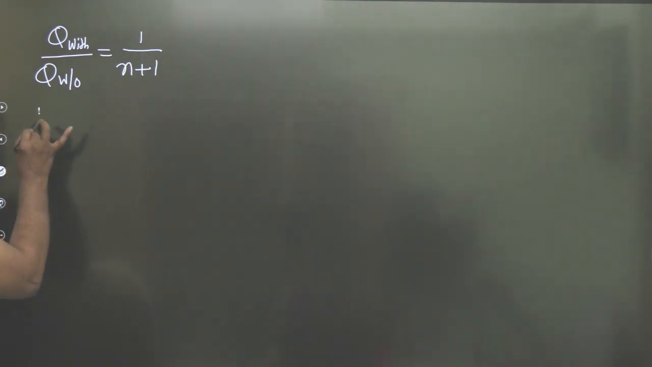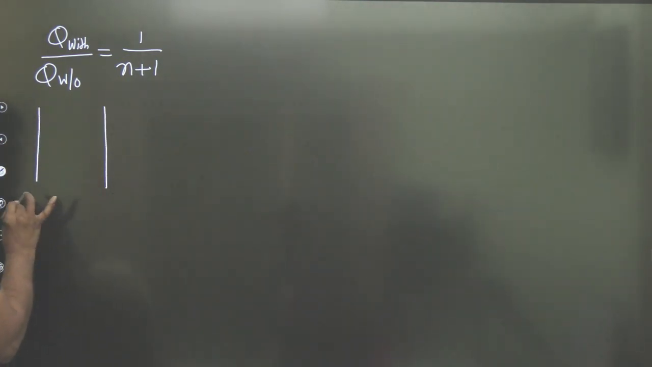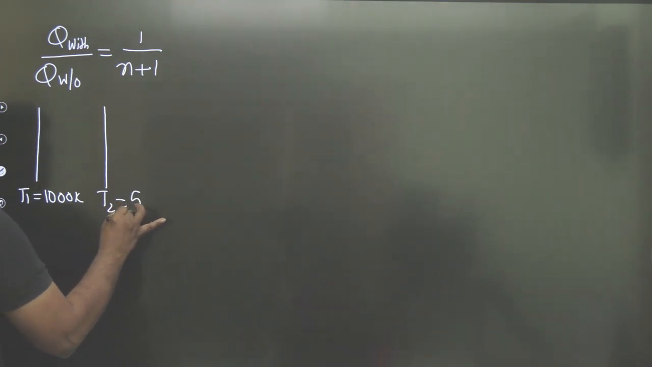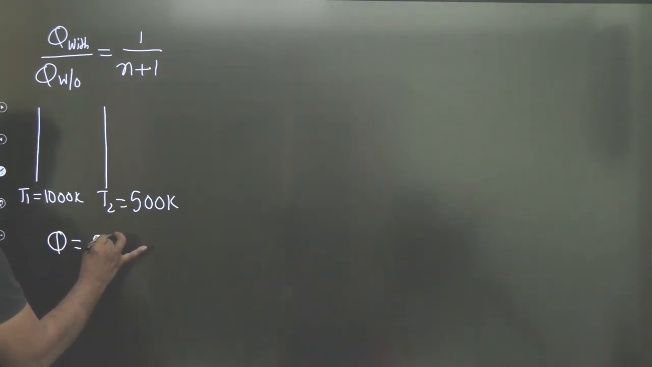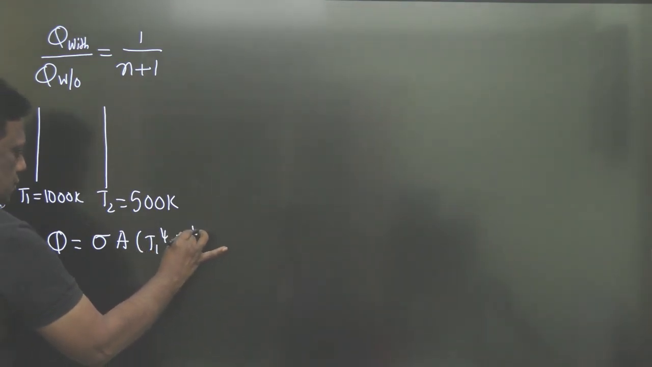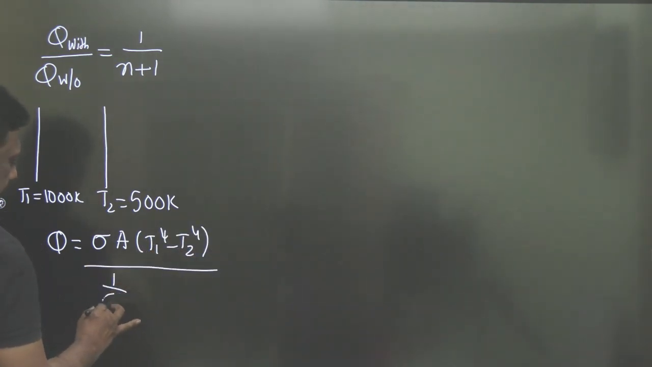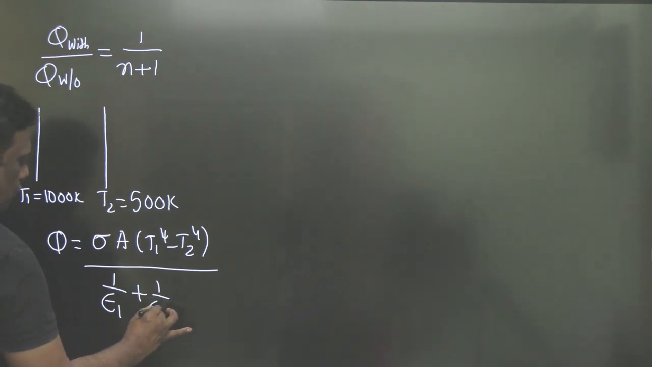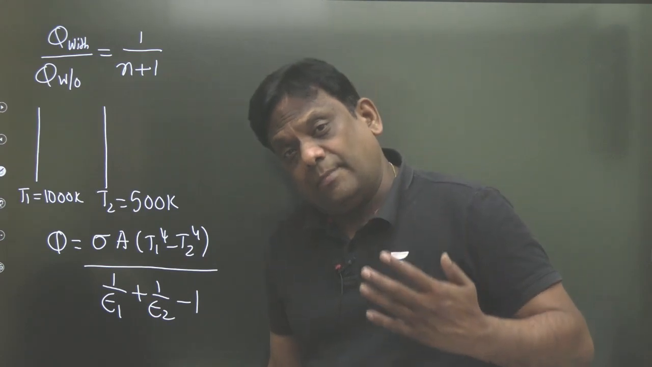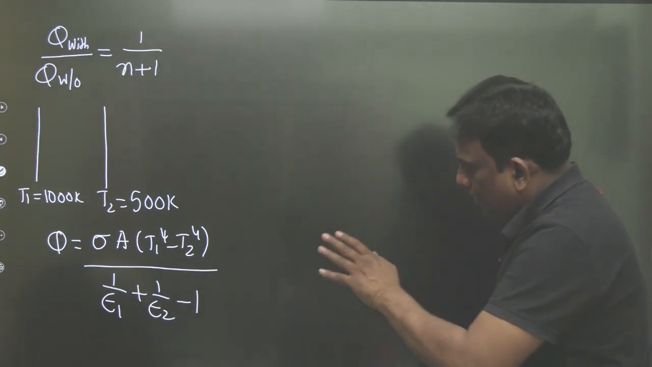Now, if you observe here very clearly, relax sir, don't take tension. Let this temperature be, already it is given as 1000, and this temperature is given as 500 Kelvin. You know, my dear students, the heat transfer between two parallel plates, two large plates, is given by sigma A (T1^4 minus T2^4) by (1/epsilon plus 1). This equation was also derived by me in our regular classes.